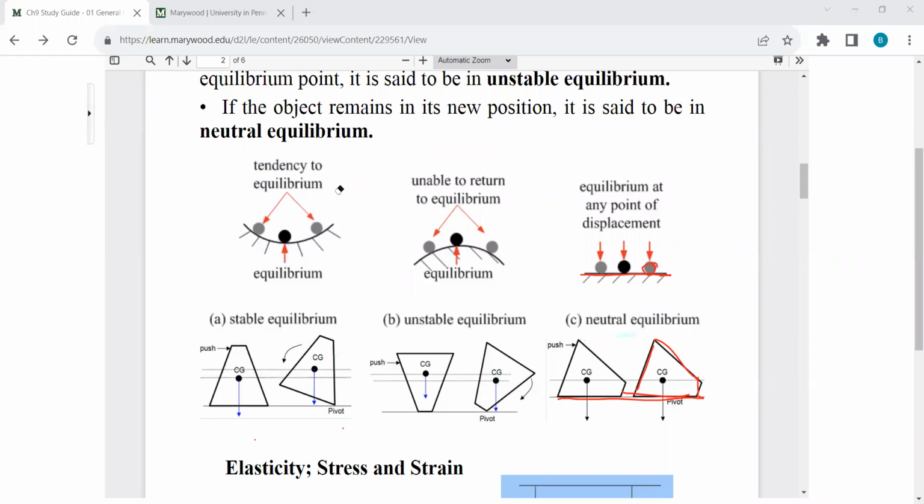All right, so basically we'll be doing some static equilibrium problems. I mean, we'll be solving numerical problems using static equilibrium, not this kind of thing. This is basically for conceptual background.